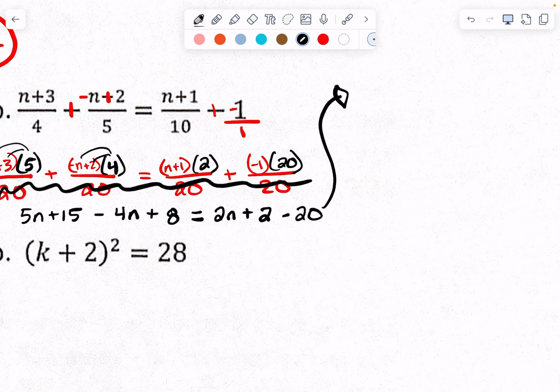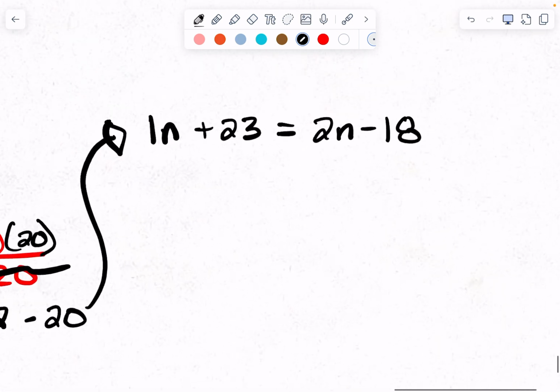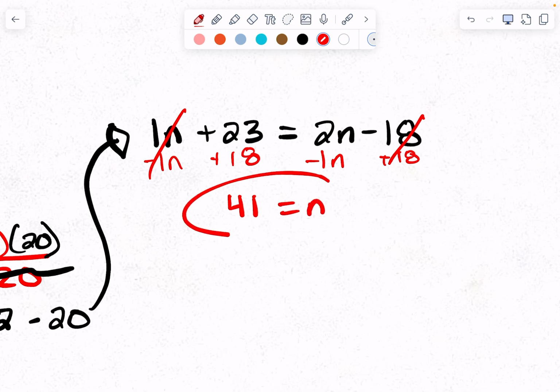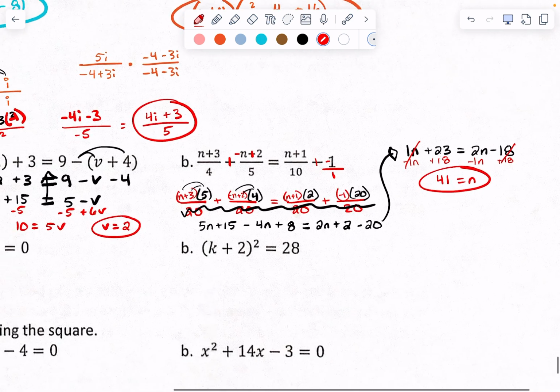On the left side, I can put stuff together. 5n minus 4n is 1n. And then 15 and 8 is 23. Equals 2n minus 18. Is that right? Minus the 1n and plus 18, so n equals 41. Sure. I think. That's kind of a weird answer, but that's okay.